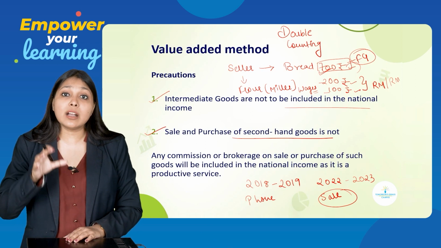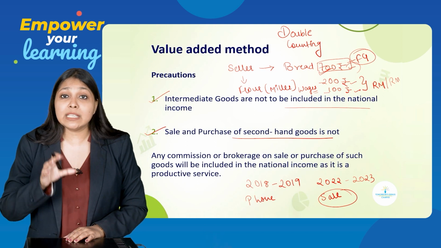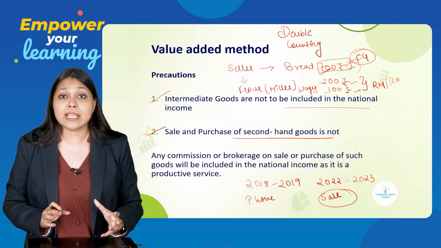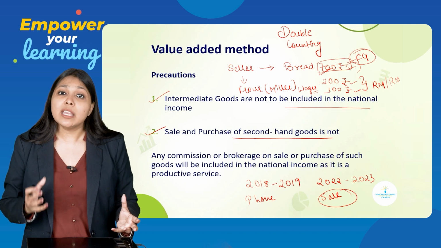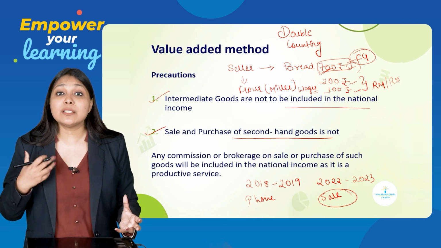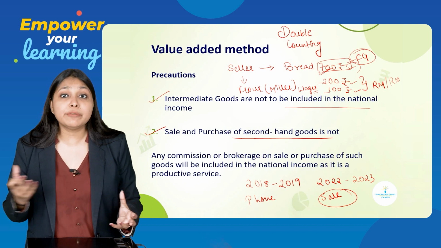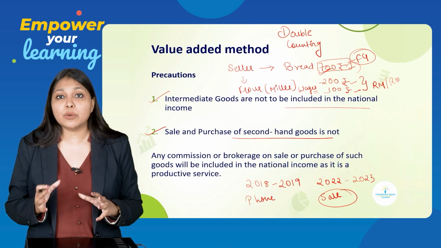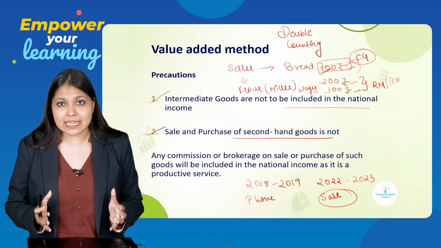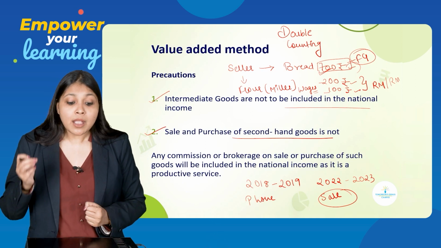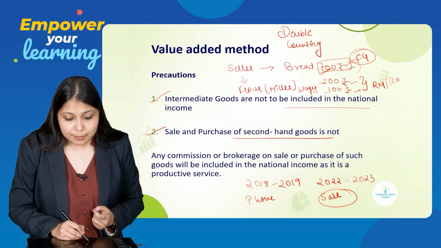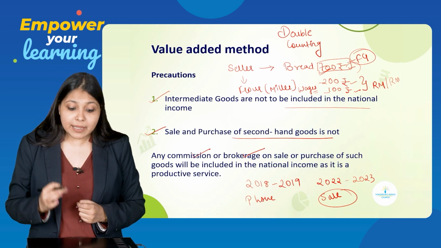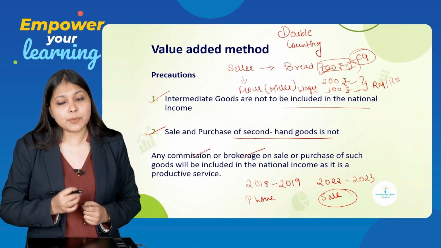This is not a current year's productive activity. This activity was fresh and new in the year 2018, because at that time this particular transaction was done for the first time. Here, it's a second-hand good which is being sold again. So now it is no more flow of current year's goods and services. So, we will not be including any sale or purchase of second-hand commodities. But one thing to notice, any commission or brokerage charged on the sale or purchase of such goods will be included in the national income, as it is a productive service.